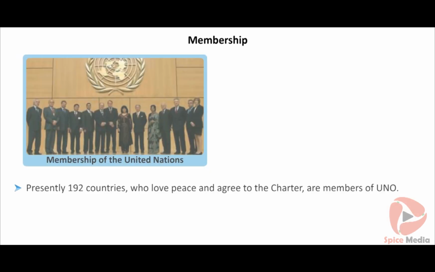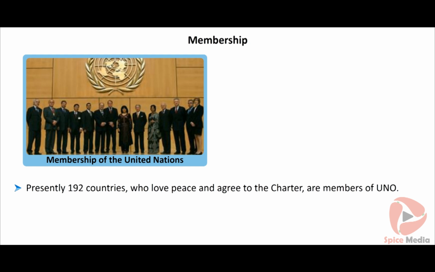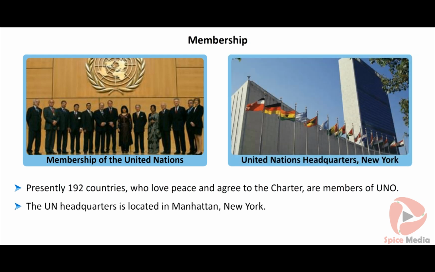Membership. Peace-loving countries who agreed to the Charter became members of the UNO. There are 192 countries as members of UNO. The UN headquarters is located in Manhattan, New York.